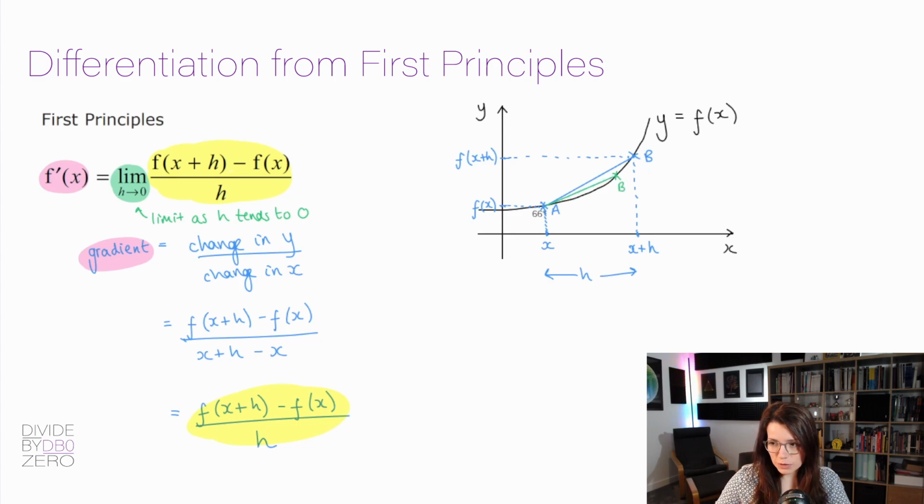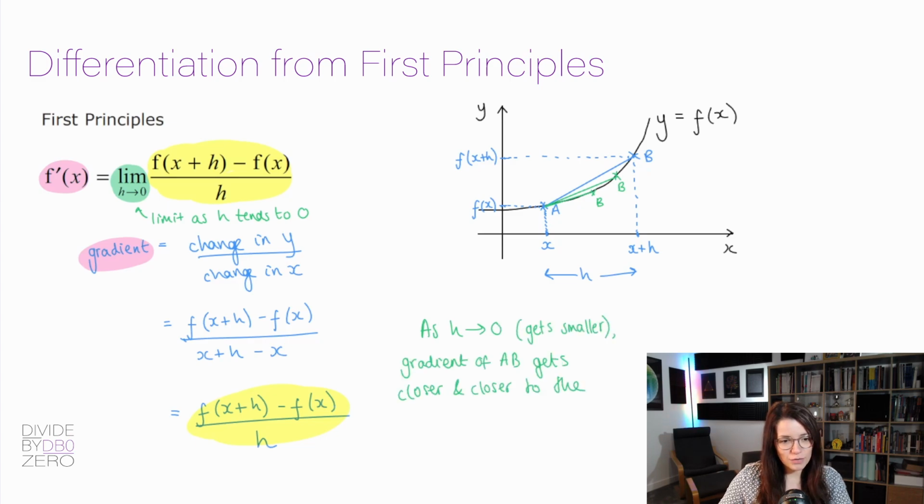The gradient between those 2 points would look more like that then. If we moved B again to be closer to A, the gradient would look more like that. And if you keep moving B closer to A, the gradient of AB is going to get closer and closer to the gradient of the tangent of the curve at A. So what we can say is, as h tends to 0 or gets smaller, the gradient of AB gets closer and closer to the gradient of the curve at A. If h was so small that it was effectively 0, then the gradient of that tangent would exactly match the gradient of the curve at A.